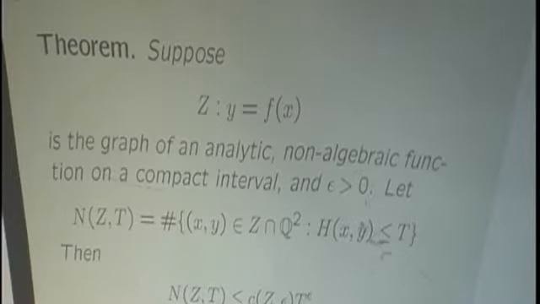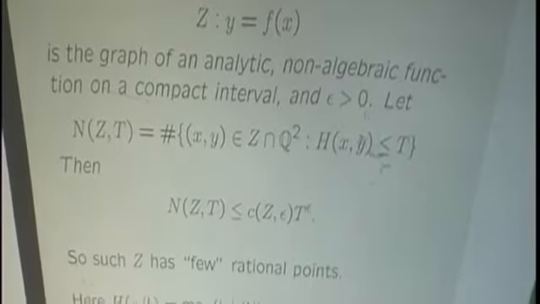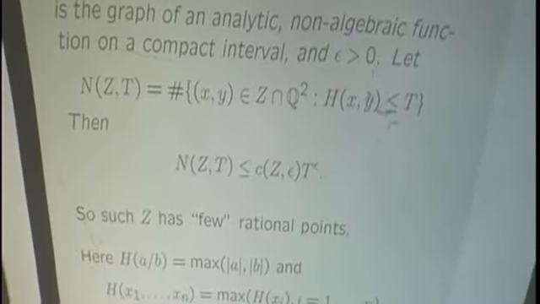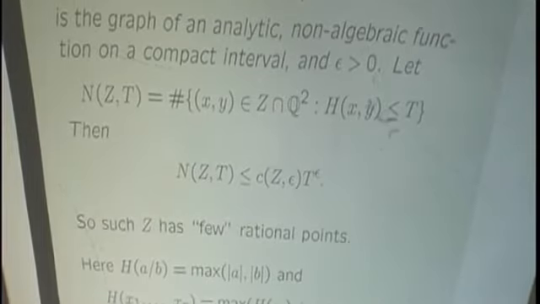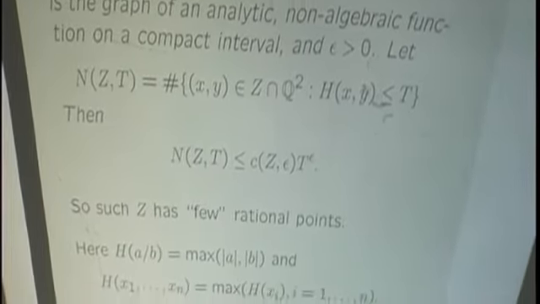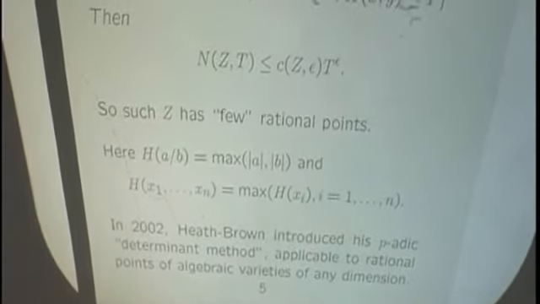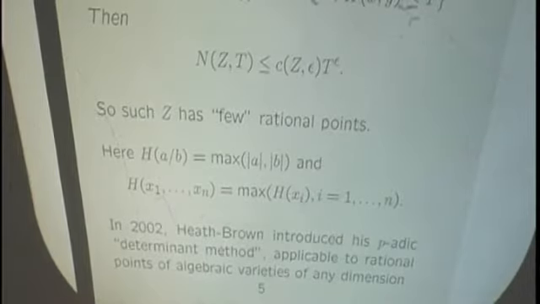And then somewhat later, Heath-Brown introduced a p-adic version of this method, this determinant method. Somehow this method involves studying certain determinants of the rational points. And his method was applicable to rational points of algebraic varieties in any dimension.